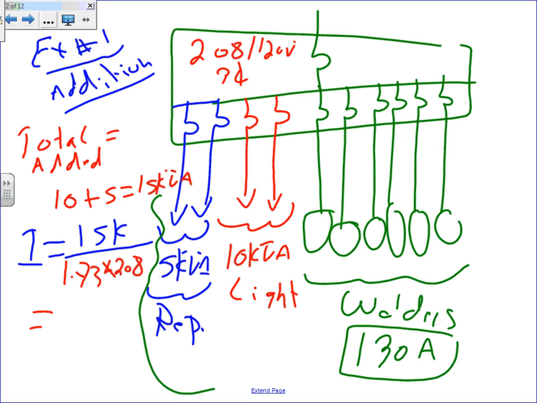Anybody can help me, William? 42 amps even. Second, 42 amps. Done. Now what do you think I'm going to do with the 42 amps? Add them up. Take the next step. I'm going to take the 130 amps plus 42 amps. That will get me 172 amps. Now we start doing the sizing.